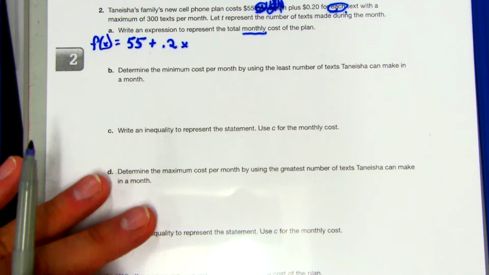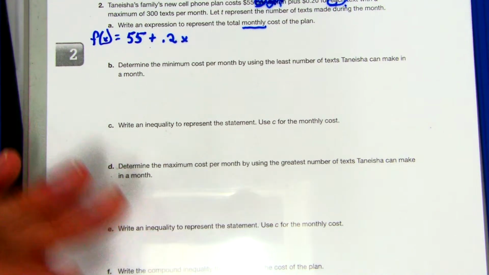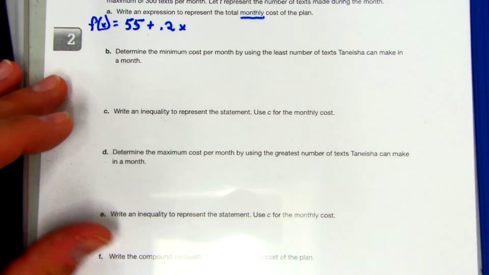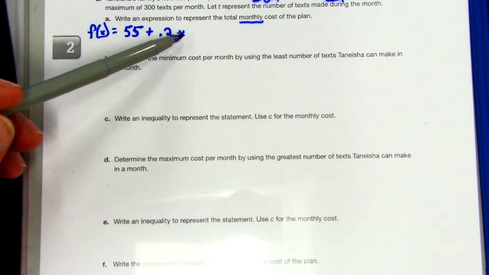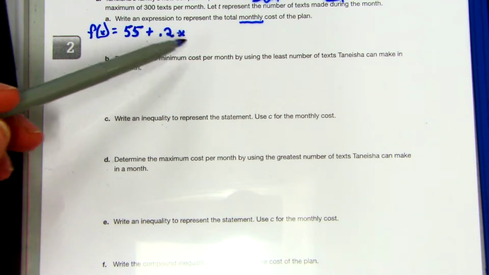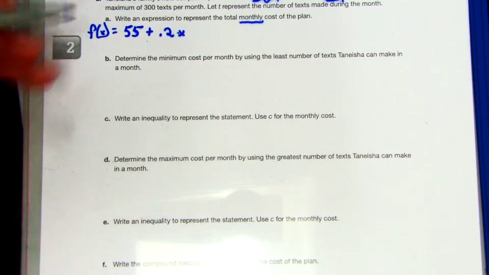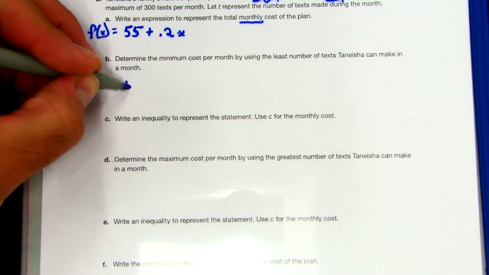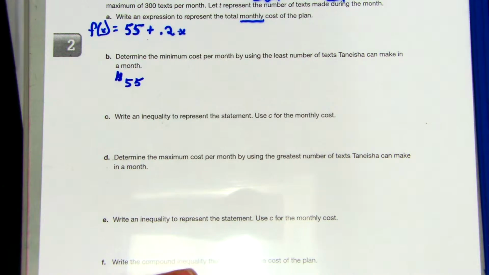Okay, so the minimum cost of the plan would be $55. That would be if she never texts, right? We put a 0 in for x. That's our input. It's just like the Carnegie Work Online. You plug in a 0 for x, and you would get 55 as the answer, right? That would be the lowest amount that you could have. So the minimum cost is going to be $55. That's if we don't ever text anybody. Okay?